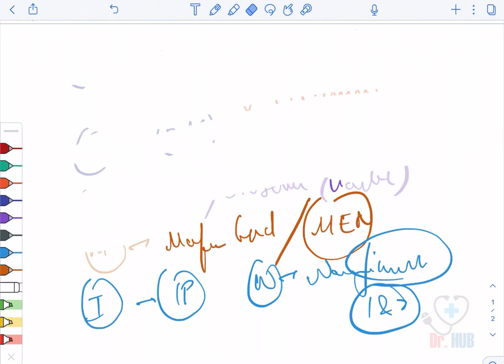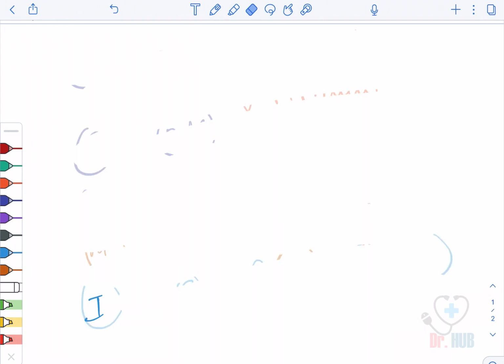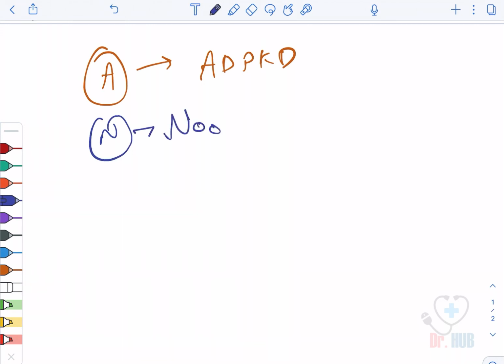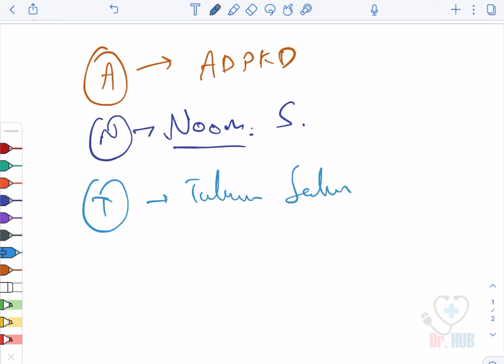Neurofibromatosis is over. Then comes A. A stands for autosomal dominant polycystic kidney disease, and N stands for Noonan's syndrome, and T is for tuberous sclerosis.